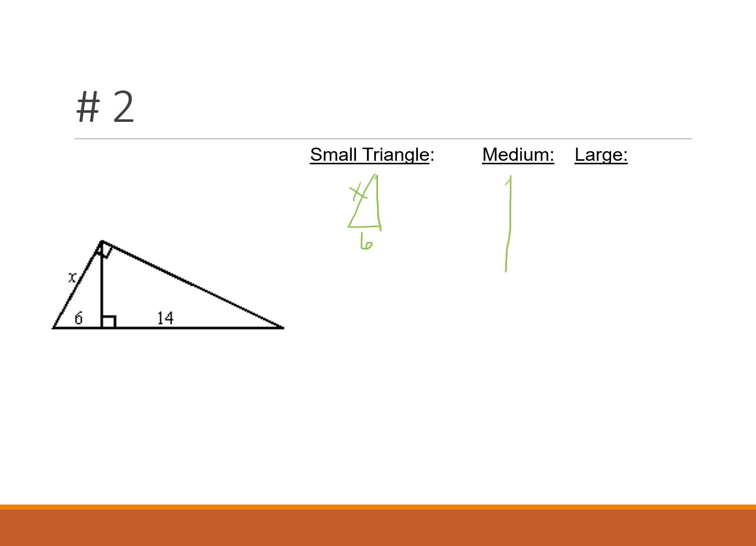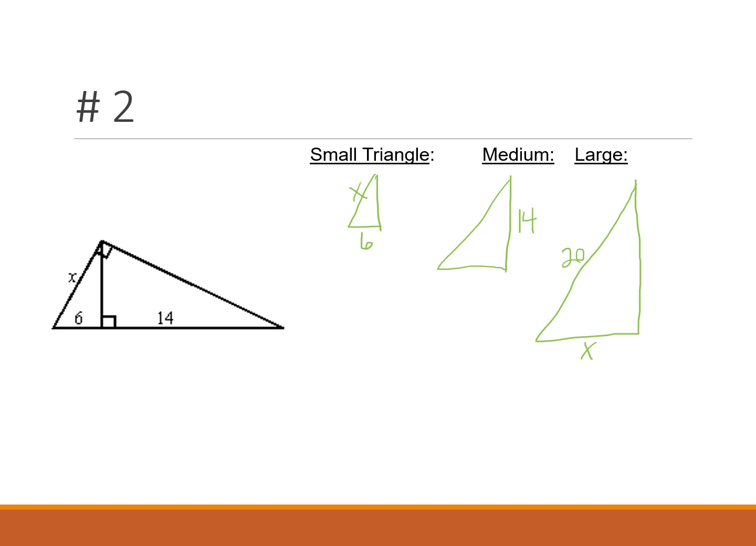Then I want to go on to my medium-sized triangle. It looks like I don't know the short leg on my medium-sized triangle. I do know the long leg, and I don't know the hypotenuse. So then I go on to my large triangle, and here it looks like, again, I know the short leg of my large triangle. I don't know the long leg, but I do know the hypotenuse. If I add the 6 and the 14 together, I would get 20.